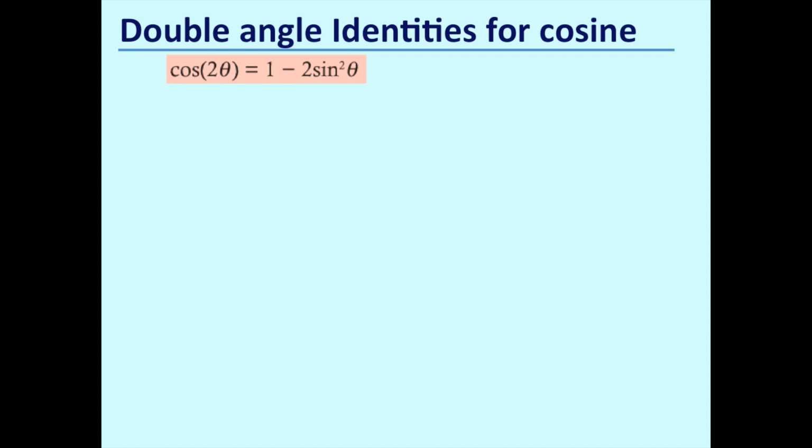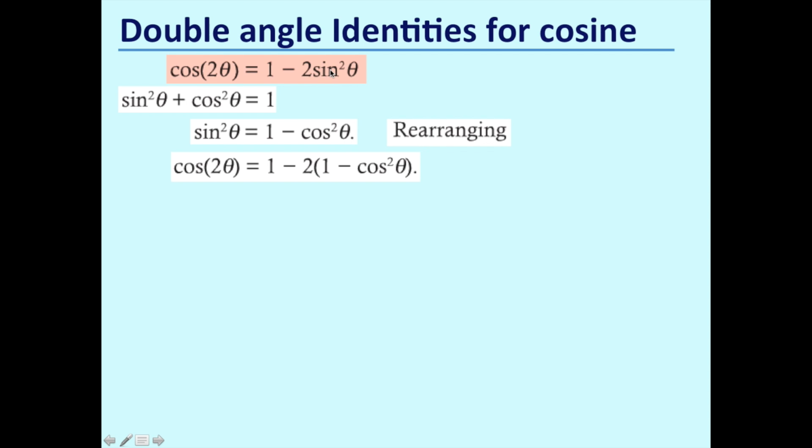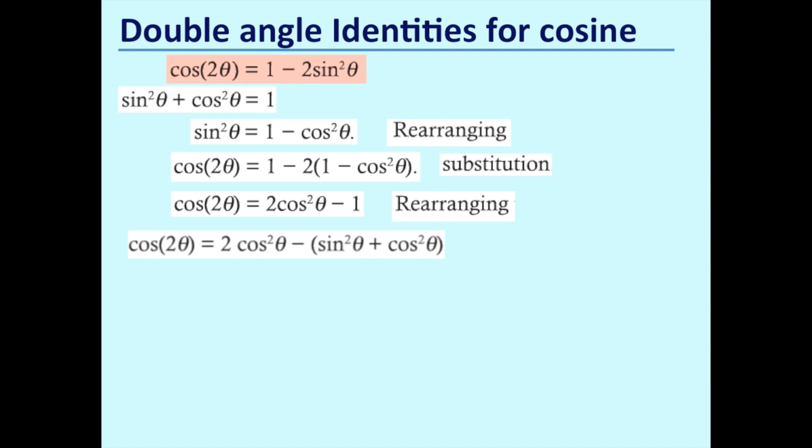So this is the identity that we have just defined. However, we know from previous sessions that sine squared theta plus cos squared theta equals 1. So if we rearrange this for sine squared theta, and then substitute it into here, we can see that cos 2 theta equals 1 minus 2 times (1 minus cos squared theta), and we can then expand and simplify that to give us cos 2 theta equals 2 cos squared theta minus 1. So that is a second form of the double angle identity for cosine.